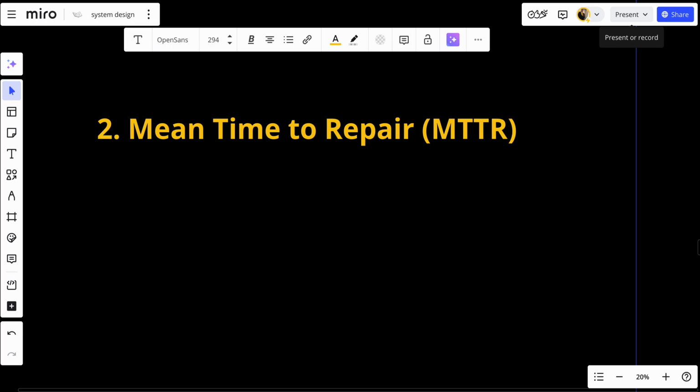A higher MTBF generally indicates that the system is more reliable. Another important metric is mean time to repair, which is the average time it takes to recover from a failure. A lower MTTR means that your system can recover quickly, which minimizes downtime. For example, if it takes an average of 30 minutes to recover from a failure, the MTTR is 30 minutes. Improving MTTR helps keep your service more available.